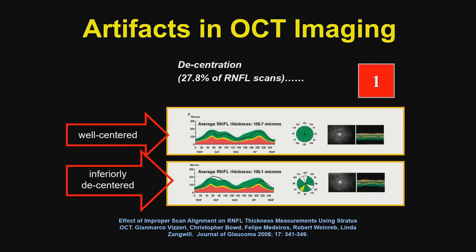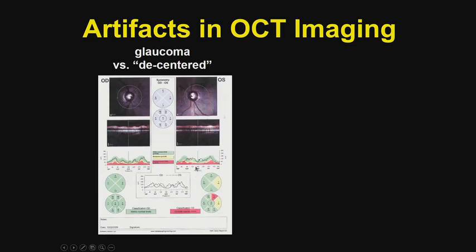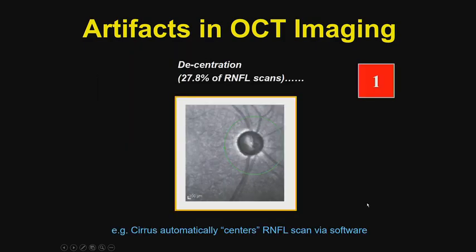Similarly, if you take the same normal patient and purposely decenter the scan inferiorly, you can get artifactual RNFL thinning here. And again, that's just because you're scanning further away from the optic nerve head. And of course, you can decenter the scan any way you want, nasally or temporally. So here's another scan where the scan is decentered temporally, which causes artifactual supratemporal thinning, but the technician simply recenters the scan and the patient is cured and now has a normal nerve fiber layer thickness.